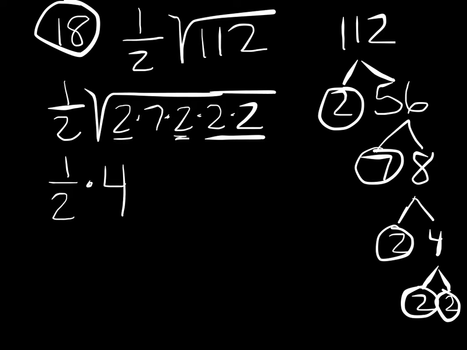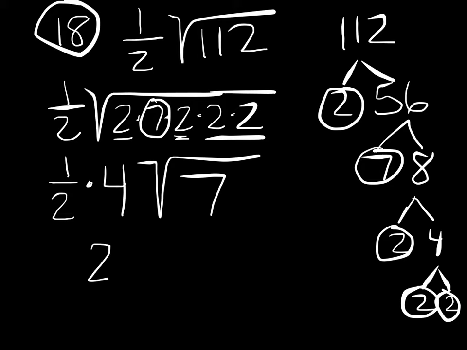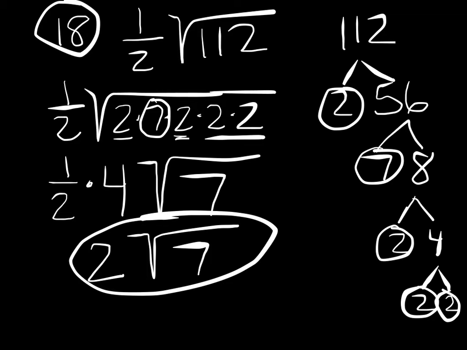So I'm going to do 1/2 times 4 times the square root of 7. 7's still left under the radical because there's only one of those. So 1/2 times 4 is 2. So the answer is 2 times the square root of 7.